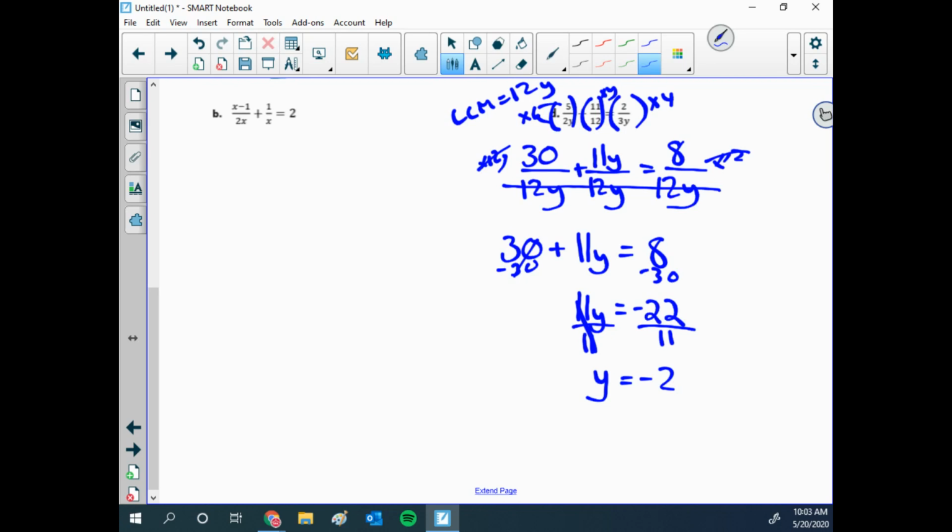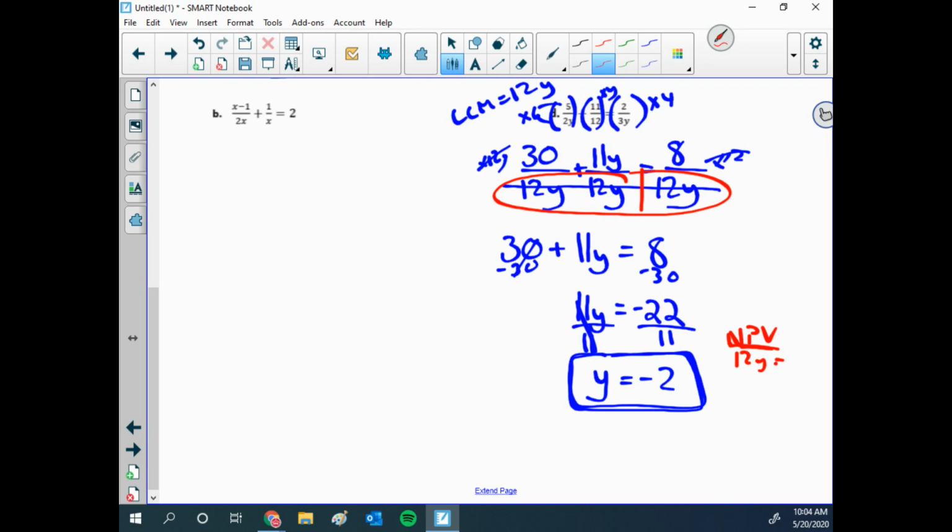So that's my answer. I do need to check that that is at least not a non-permissible value. So my non-permissible value here, from my denominator that I canceled out, just one of those terms, 12y cannot equal 0. So y cannot equal 0. So this answer should be okay, assuming my mathematics is correct, because it at least isn't part of an extraneous root. It's not part of my restrictions.